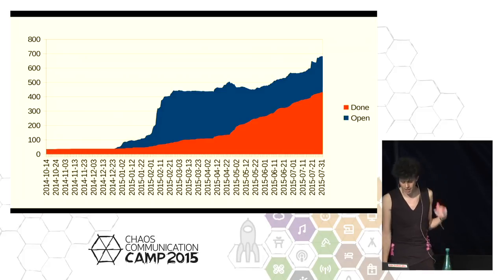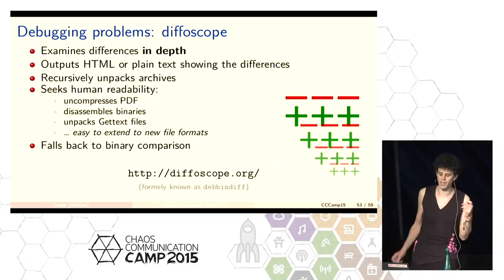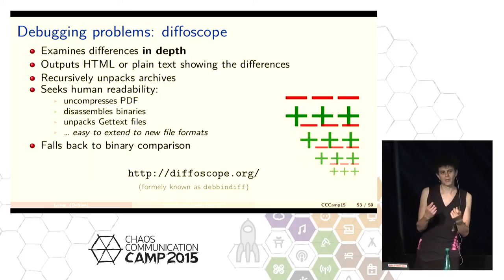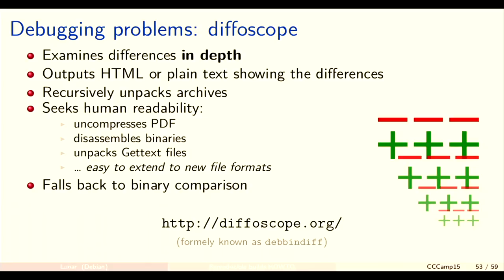I also believe that's because we enabled maintainers and ourselves to spot the differences between these two builds and understand them. So we wrote this software called diffoscope. The idea is that it examines differences in depth, and it outputs HTML or plain text. To do that, it recursively unpacks archives, because you don't really want to compare two different .tar.gz files. That's meaningless, because it's compressed, and so we'll get different output if any of the files in these archives are different. So you want to get to the bottom of this, and it will recursively inspect every archive it finds in every archive.